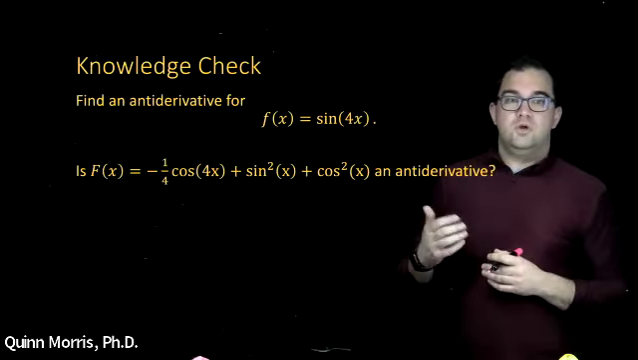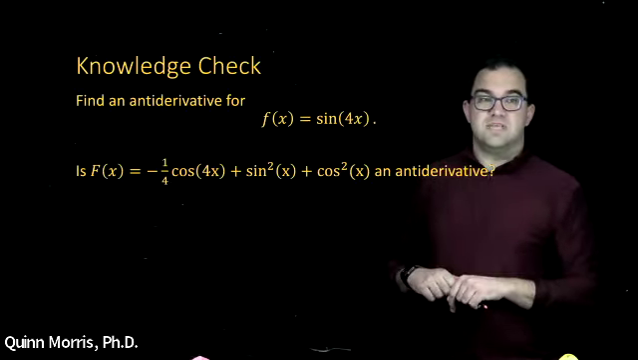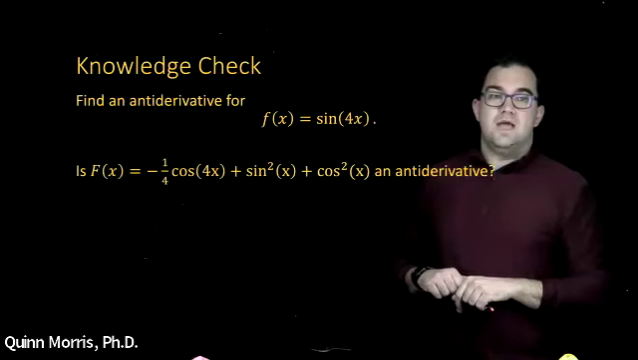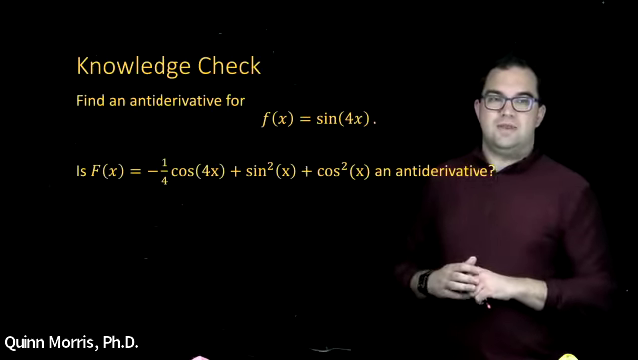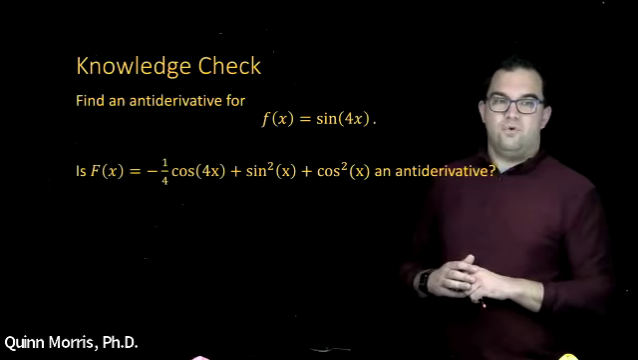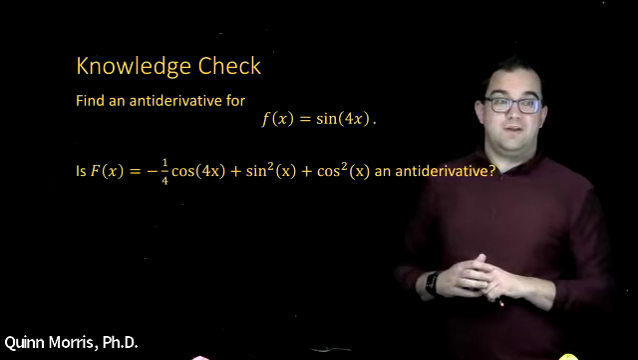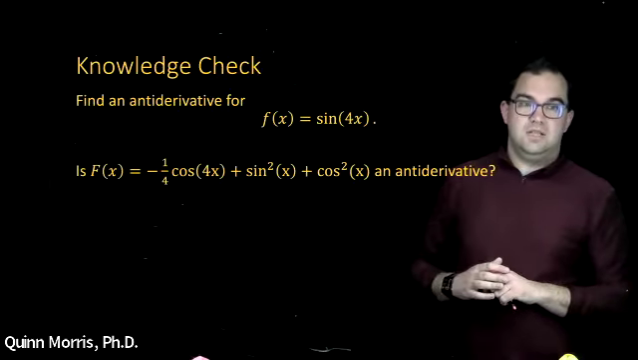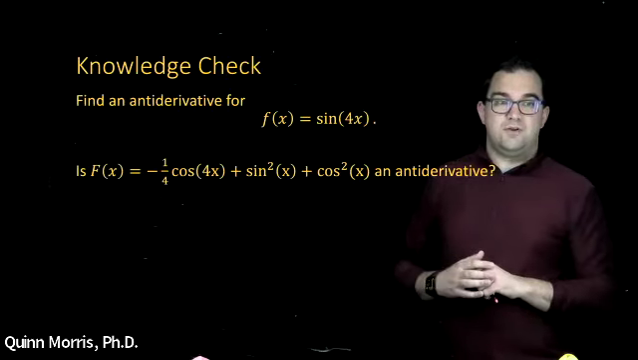So I want you to try and find an antiderivative for this function, f of x is equal to sine of 4x. And then I want you to ask yourself, is capital F of x is equal to negative 1/4 cosine of 4x plus sine squared of x plus cosine squared of x an antiderivative of this function little f? So pause and take a moment and see if you can find this antiderivative.